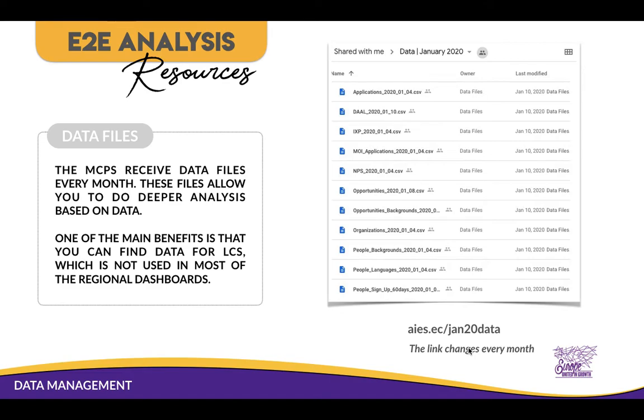These are data files that the MCPs receive every month. Every month this link is going to change, but they can share it with you. Also, the regional office can share it with you. At any point in the month that you need a specific data file, you can request it, so you don't need to wait for these monthly data files. One of the main benefits of these data files is that they contain data for LCs, and none of the regional dashboards are really showing data for LCs. So if you really want to analyze your own entity, you should use the data files.